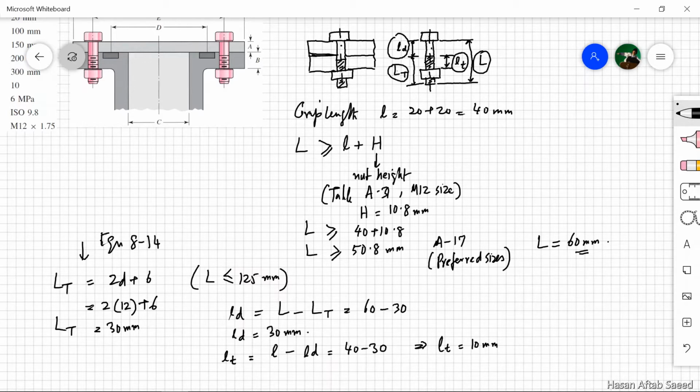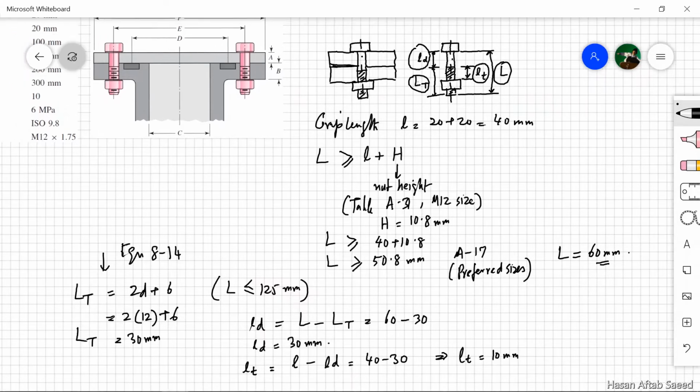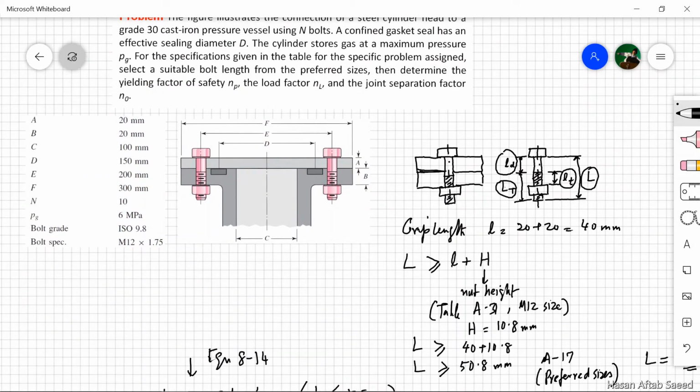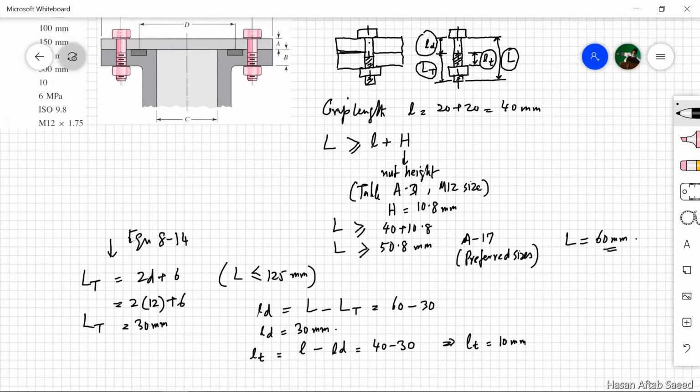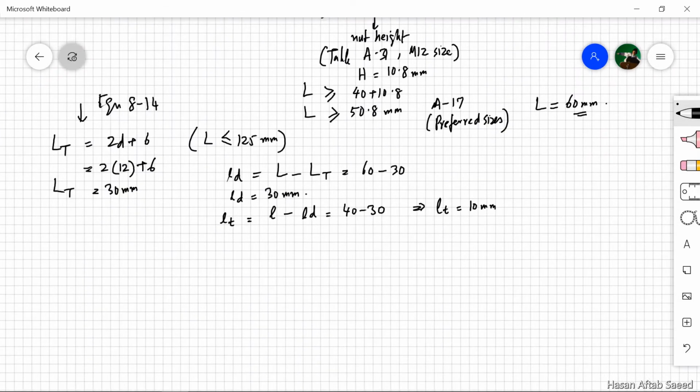If we have these values, then we can proceed, because ultimately the first part of the problem was to select a suitable bolt length from the preferred sizes, that we have done, L. But now this information, a certain L, which will give us a certain LD and LT, is going to be used for the calculation of stiffnesses, because stiffnesses will give us C, the joint constant, and with C in hand, we can calculate NP, NL, and all those things that are required. So for us, these two values are of importance, LD and LT.